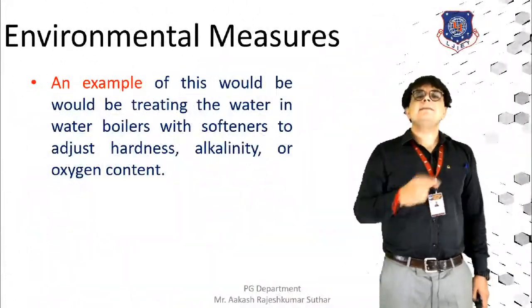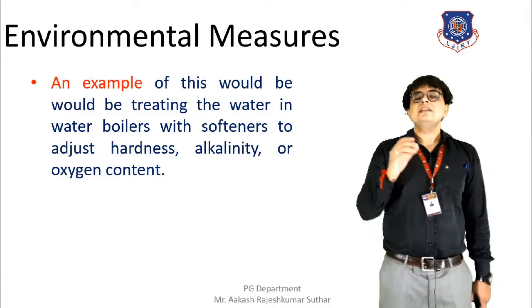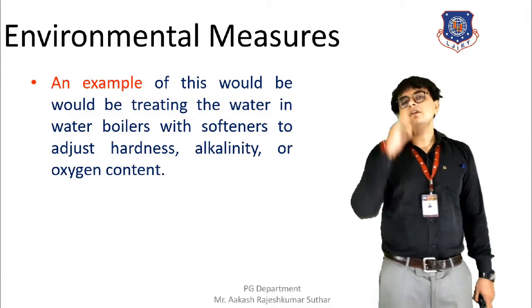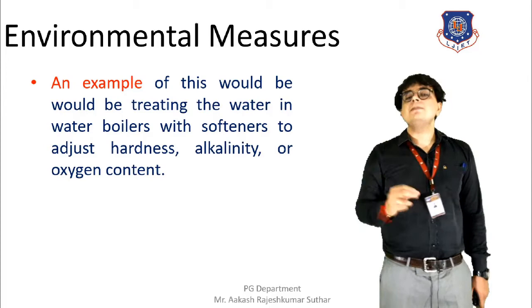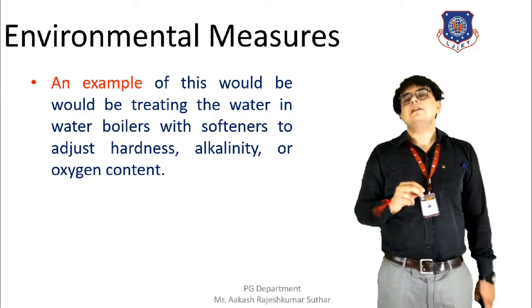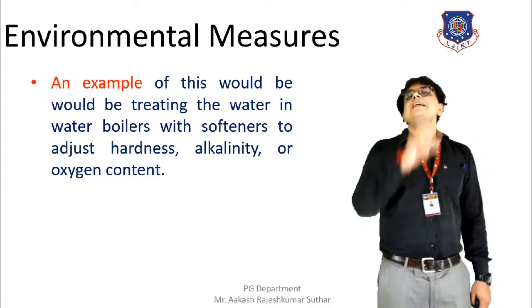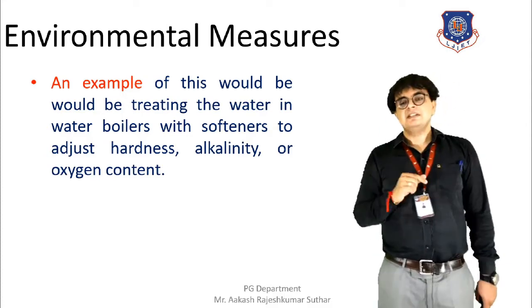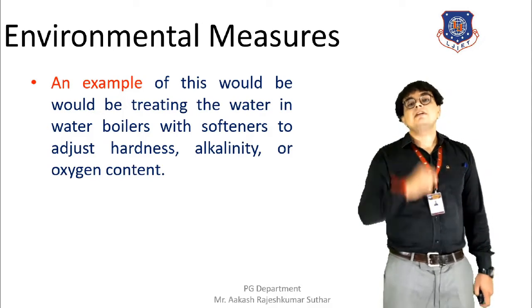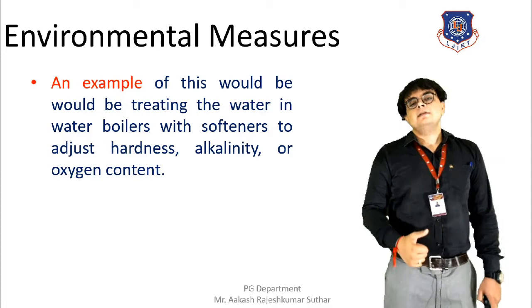Let's have an example. In a boiler, we use softeners, and as a result of this, the hardness will be controlled, the alkalinity will be controlled, and the oxygen level will be controlled. As a result, the corrosion in the boilers can be controlled and prevented. So this is an example of the environmental measures for controlling corrosion of the metal or the material.